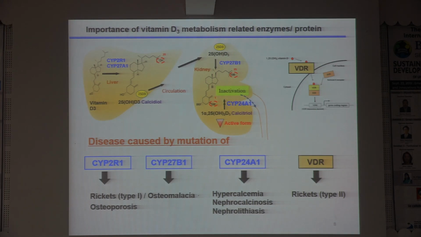Now you have seen in the metabolism that these four proteins, the three enzymes, the activating enzymes and the inactivating enzymes of vitamin D, and the VDR are important for the biological function. What will happen if mutations occur in these enzymes or proteins? Mutations in CYP2R1 and CYP27B1 cause rickets type 1 and osteoporosis. If mutations occur in CYP24A1, it causes hypercalcemia, nephrocalcinosis and nephrolithiasis, and VDR mutation causes rickets type 2.